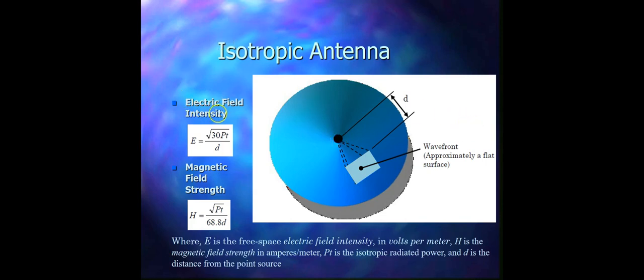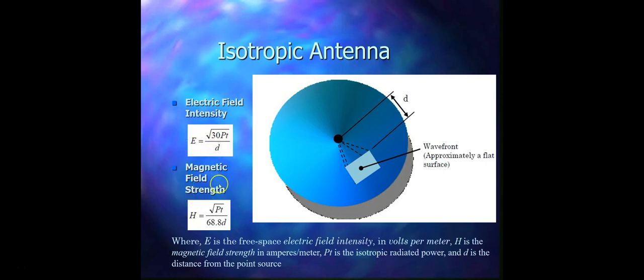On the left side, the electric field intensity means how strongly the difference in potential between two points in space is, and as the distance from the point source increases, which means this d increases, then the electric field intensity decreases, because they have an inverse relationship. And this PT you see here is the isotropic radiated power, and d is the distance from the point source.